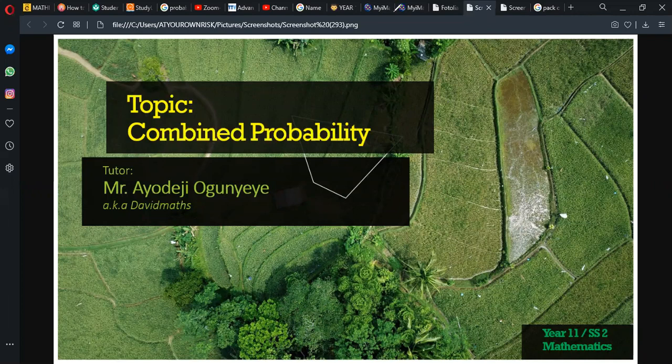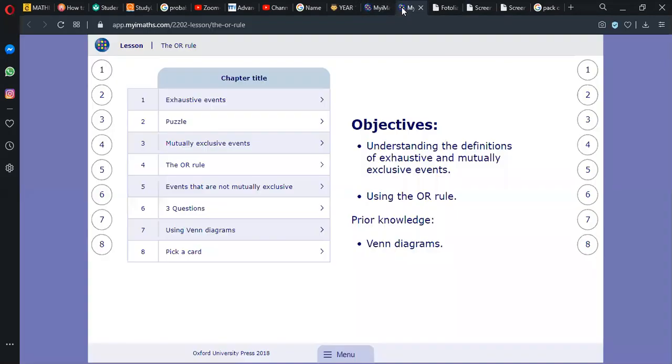All right. The objectives for today are to understand the definitions of exhaustive and mutually exclusive events using the OR rule. And then we all have prior knowledge of Venn diagrams, so we shall be seeing how that applies to probability. Now, let's begin.